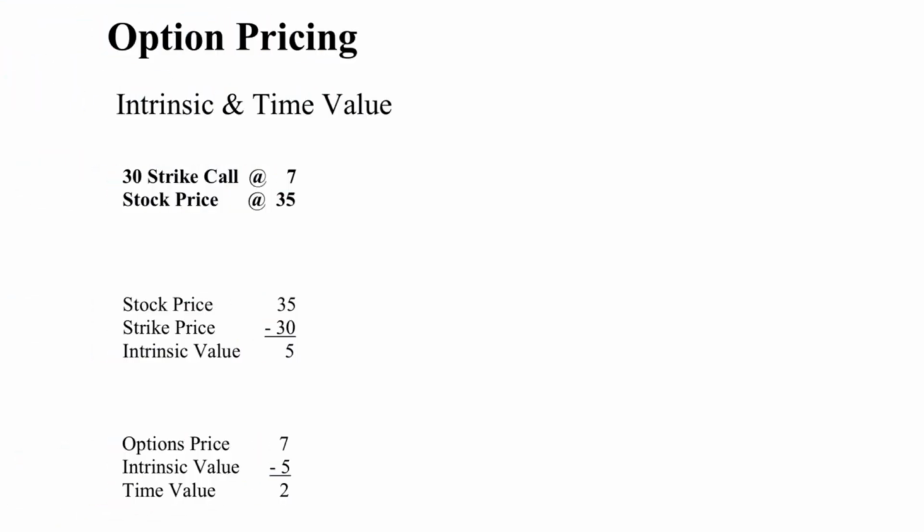Here's an exact diagram of how the pricing is divided. So if you want to find the intrinsic value, what you do is you get the stock price and then you get the strike price from the contract. You subtract the difference and that's your intrinsic value. Then you get your intrinsic value and you subtract it from the option price and that's your time value.